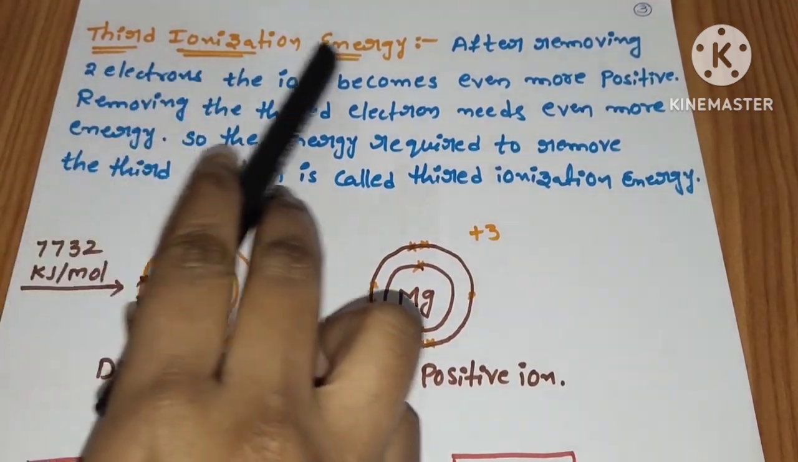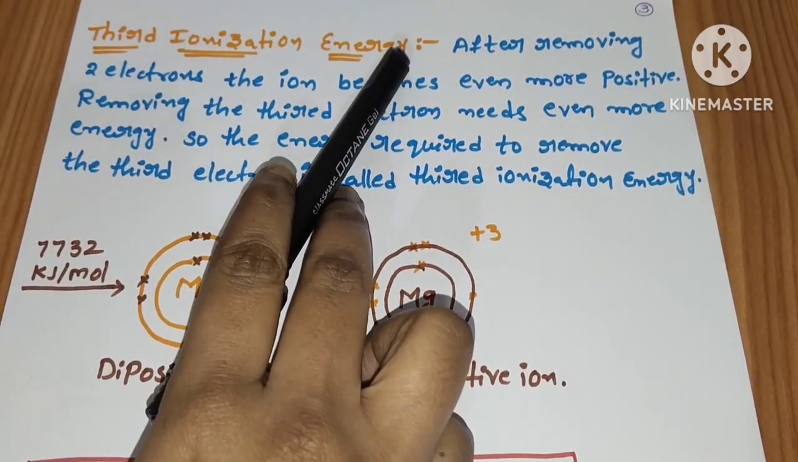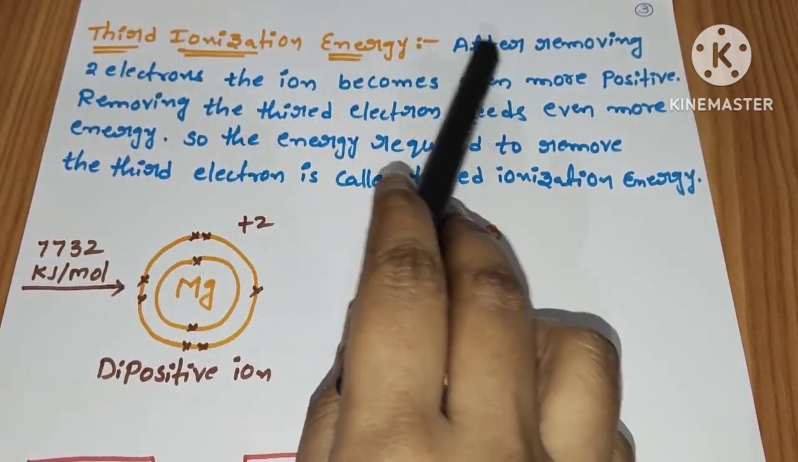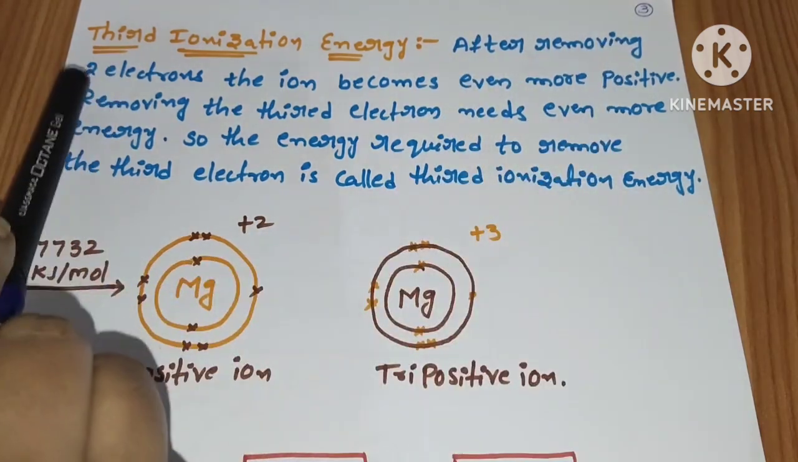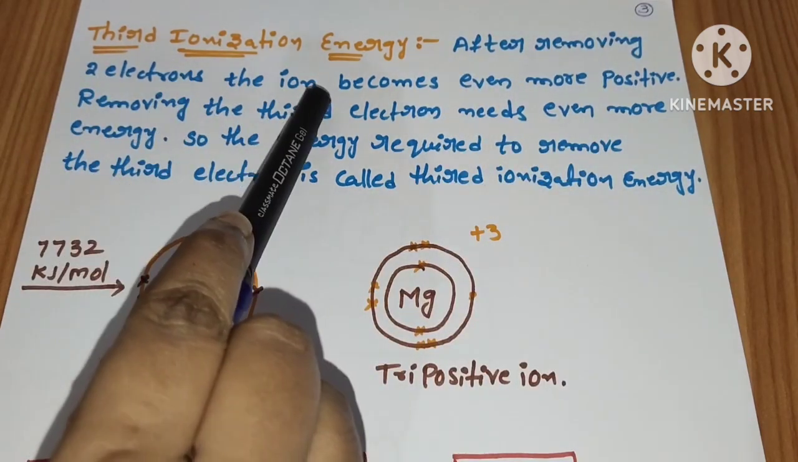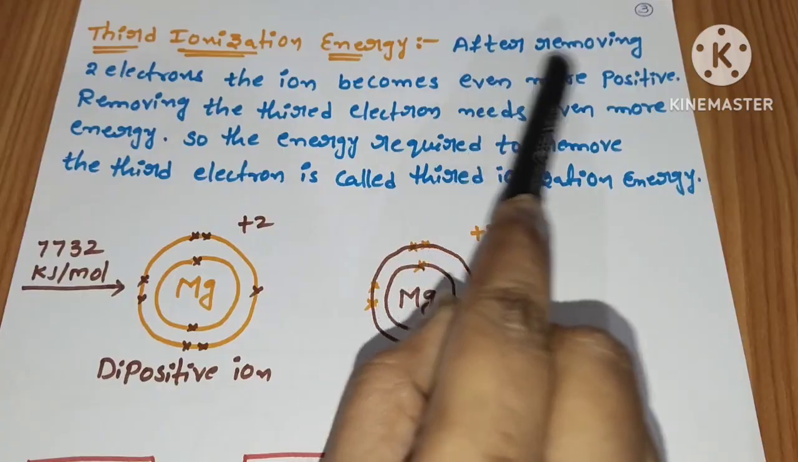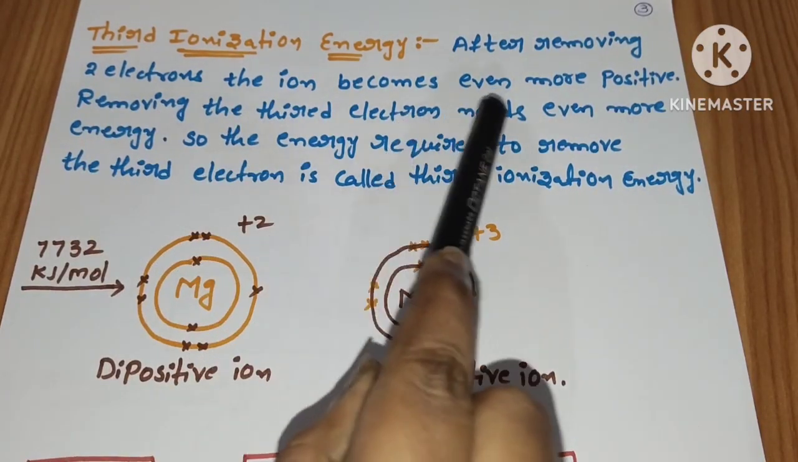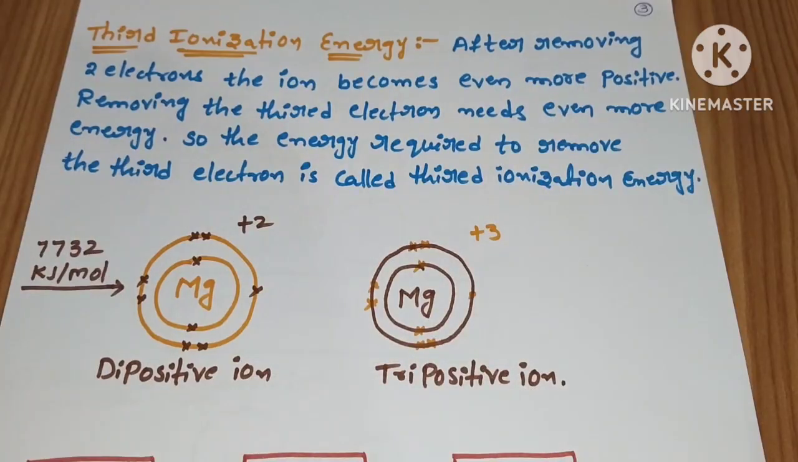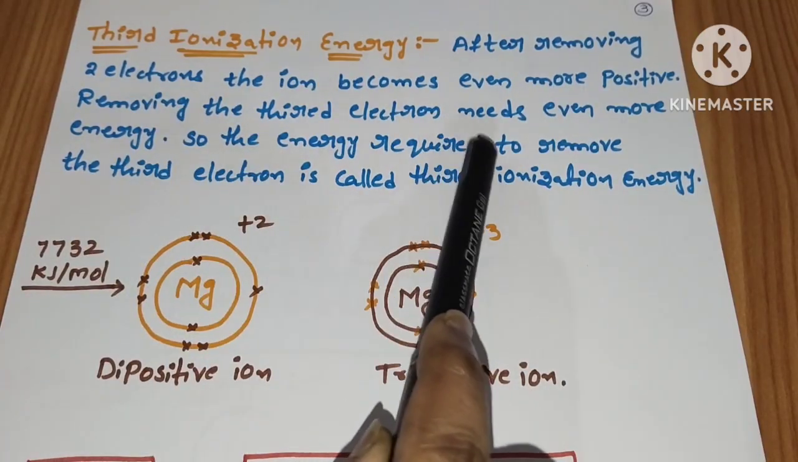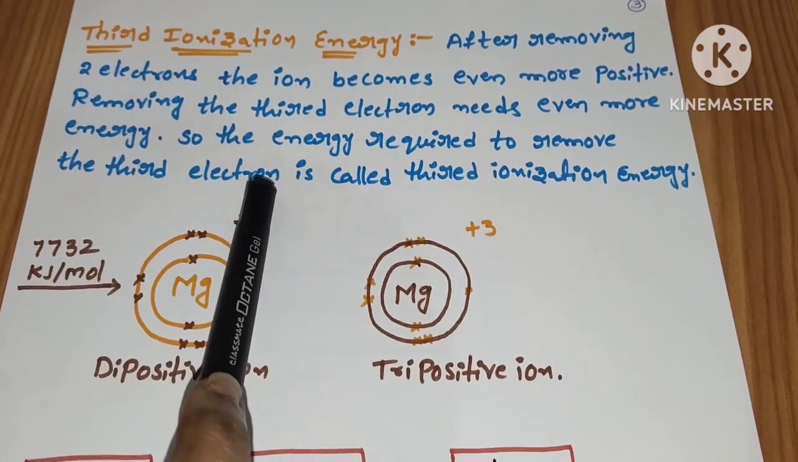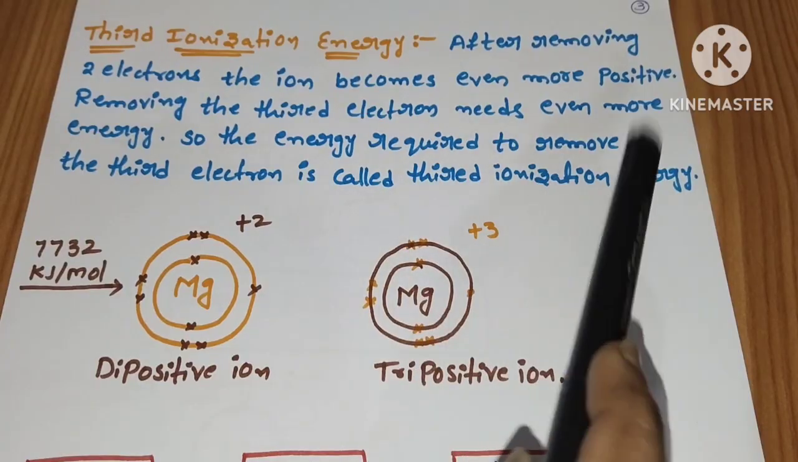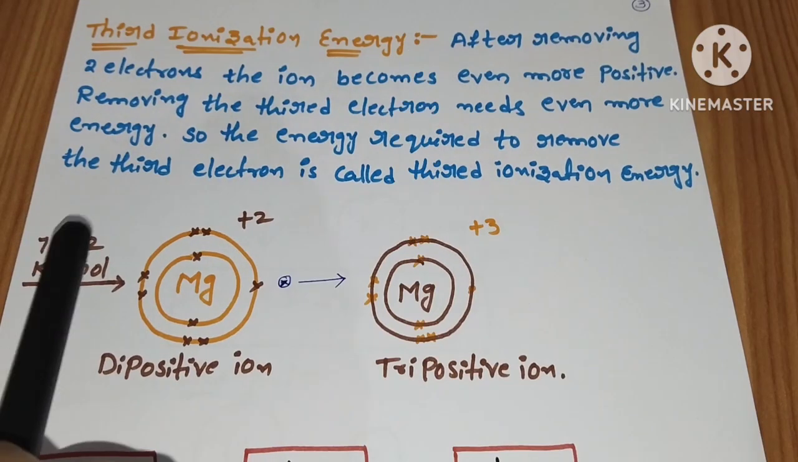Next, third ionization energy. What is third ionization energy? After removing two electrons, the ion becomes even more positive. Removing the third electron needs even more energy. So the energy required to remove the third electron is called third ionization energy.